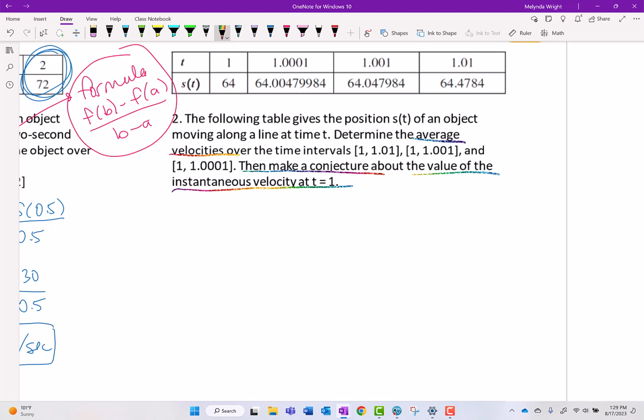Now, where's my big, gigantic pink cursor? It's gone. Okay, we won't.